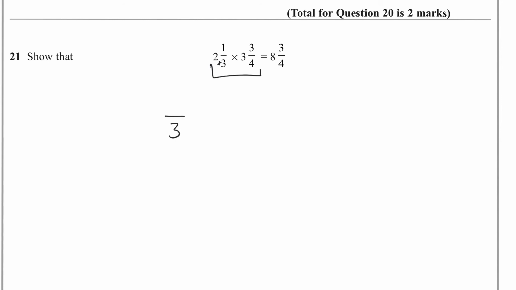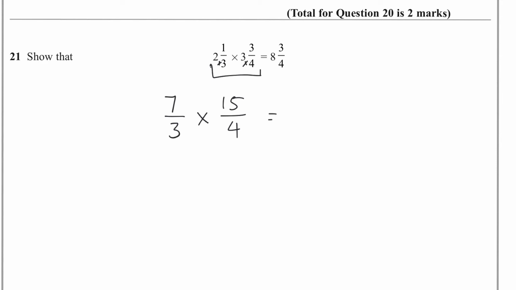So 2 times 3 is 6 plus 1, which is 7. Then on the other one, 3 times 4 is 12 plus 3, which is 15. And the denominator does not change. Then we're going to solve multiplying these fractions.